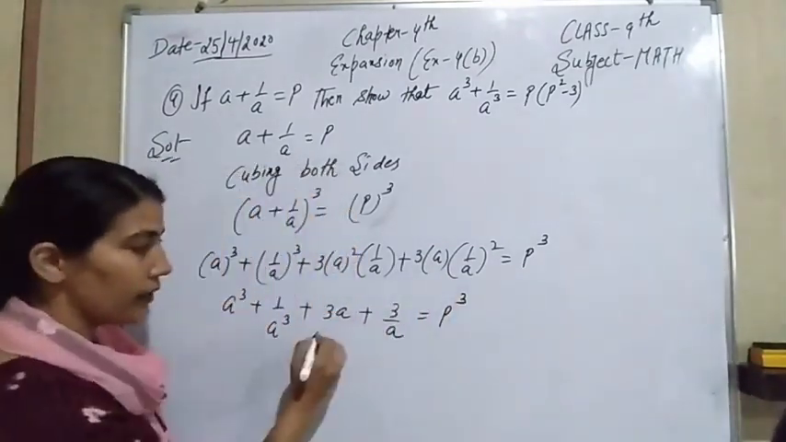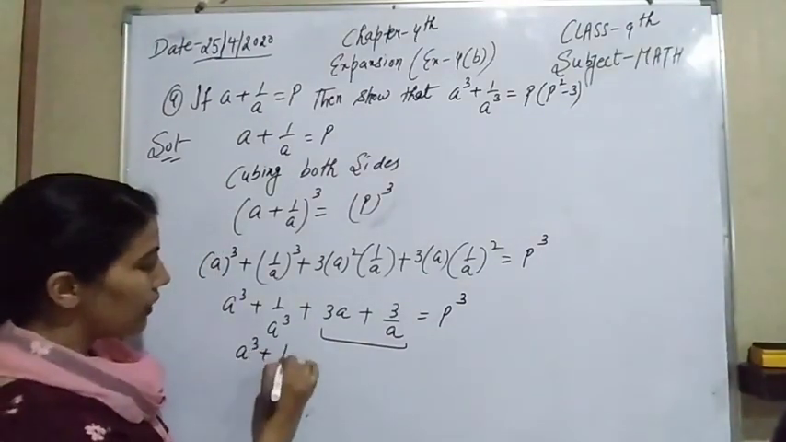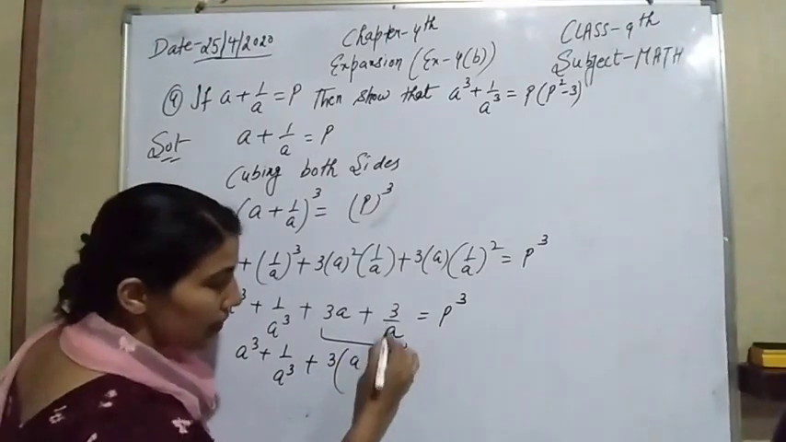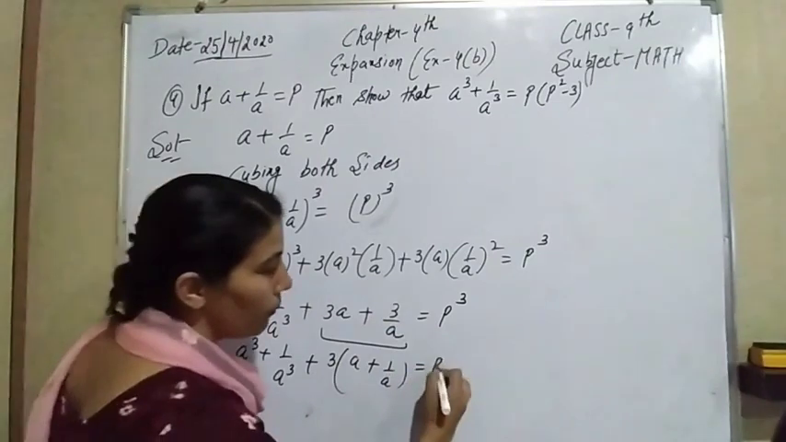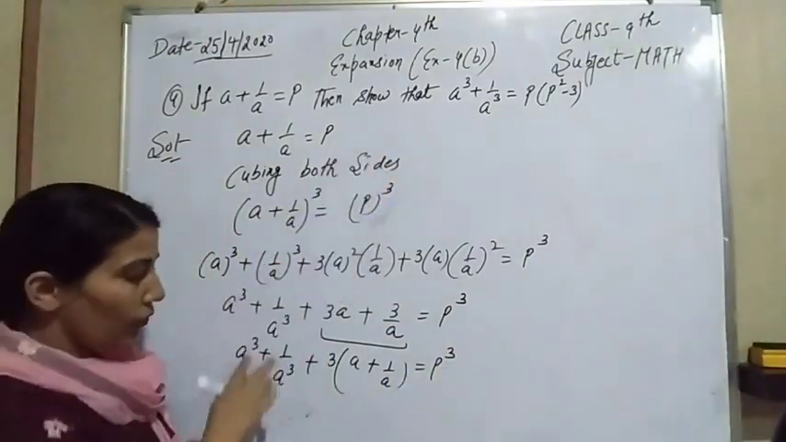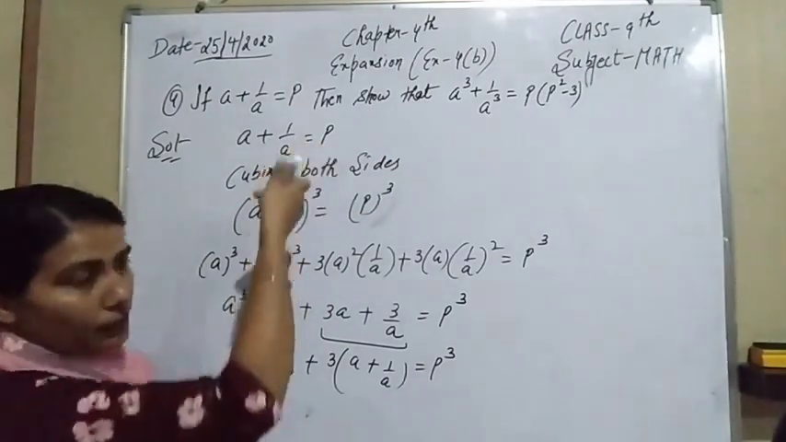Now look at it here. Again common 3. So a cube plus 1 over a cube as it is, plus here is 3 common, here is a plus here is 1 over a, because 3 is common, equal to p cube. Now we have to prove a cube plus 1 over a cube. This we need, this we do not need. We have the value of a plus 1 over a, p, put the value.